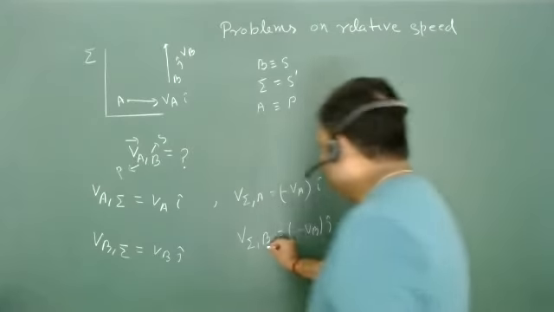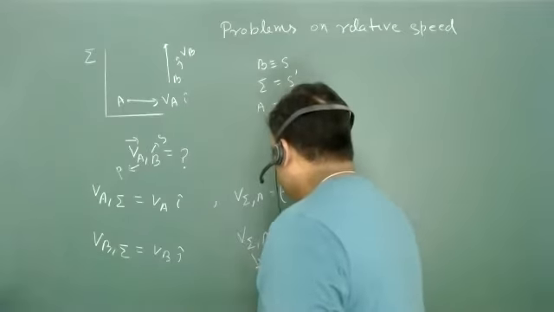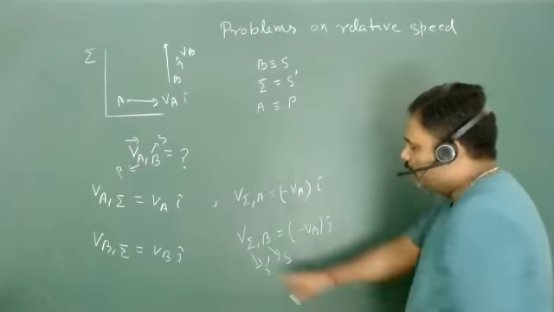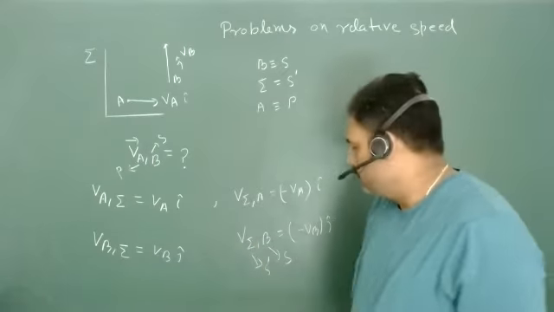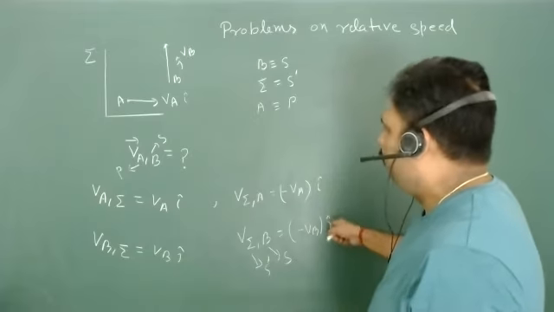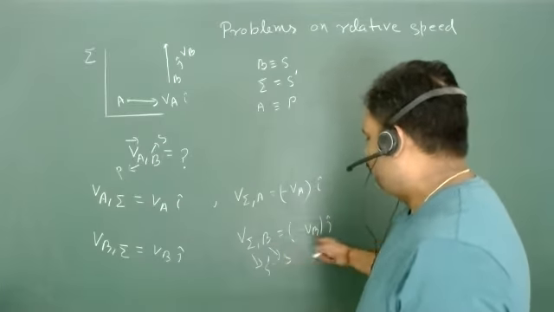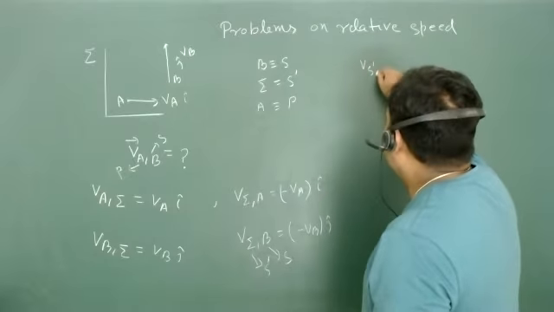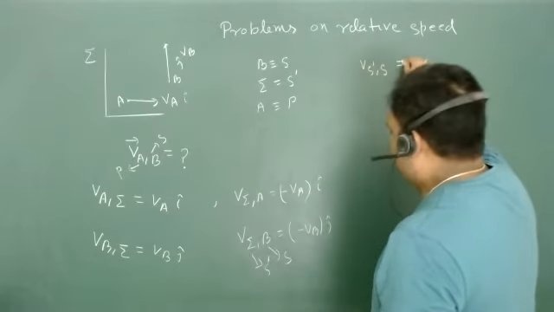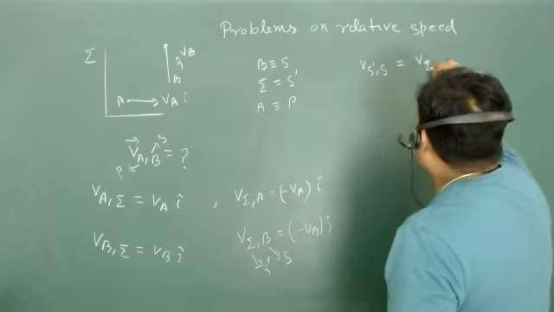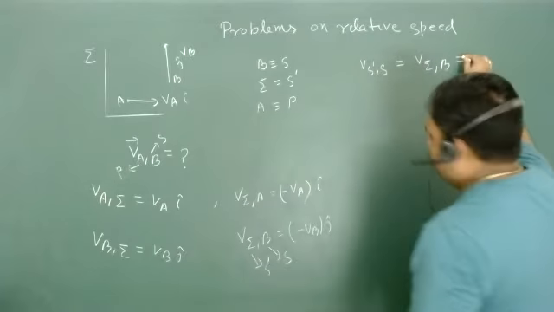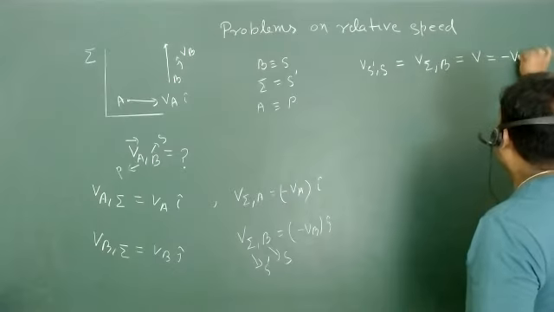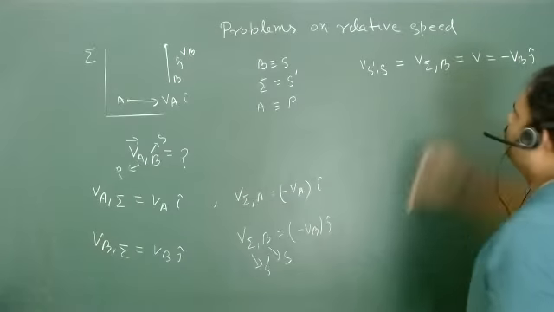So obviously B is my S frame, sigma is my S dash frame, and I am more worried about this thing. We have to calculate the velocity of S dash with respect to S, and this time this is in the j cap direction. So this is very important. So the velocity of S dash with respect to S is actually the velocity of sigma with respect to B, which is identified as V, and this will be minus VB in the j cap direction.